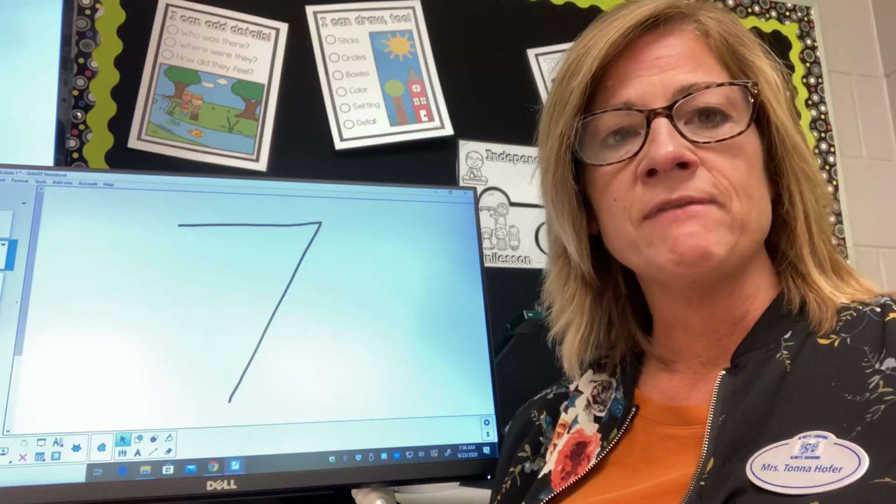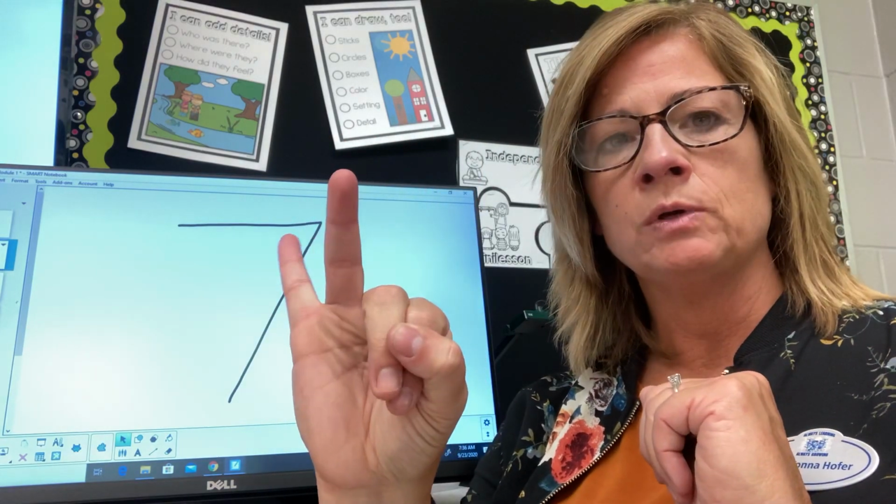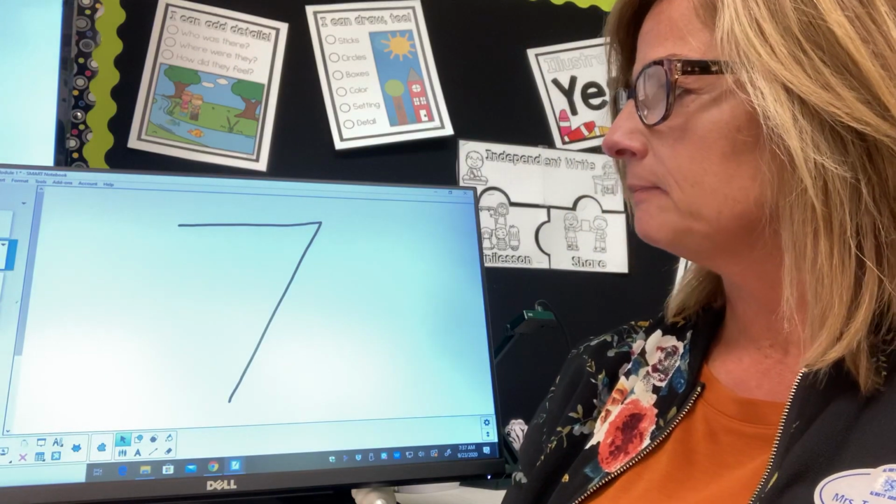Can you show me 7 fingers the math way? So we have 7. We have 1, 2, 3, 4, 5, 6, 7. Right. That's how we count the math way.